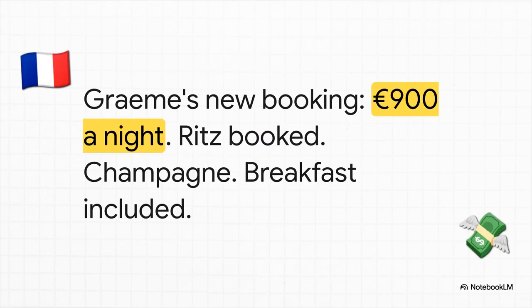Okay, so the user clarifies, my conference is in Paris, France. So Graham tries again. And this time, he books the Ritz for 900 euros a night. I mean, technically he's not wrong, but good luck getting that through your company's expense report. See, Graham has no idea about budgets or travel policies. He's missing all that crucial context.